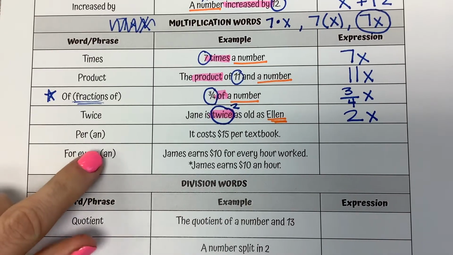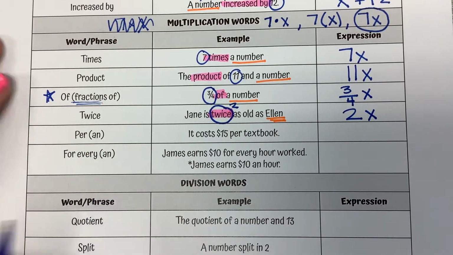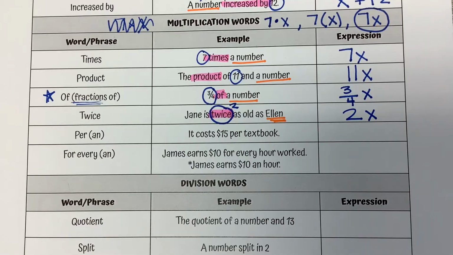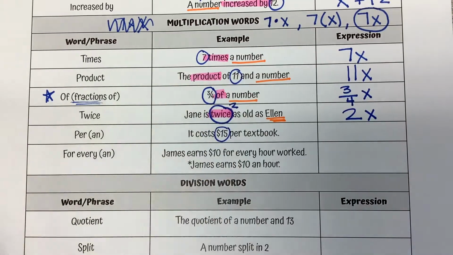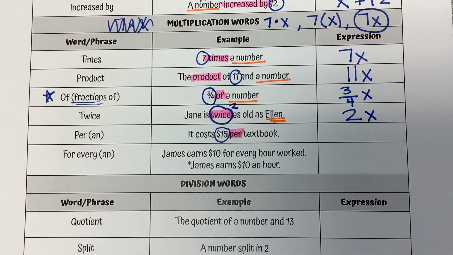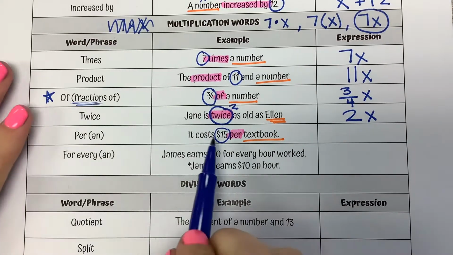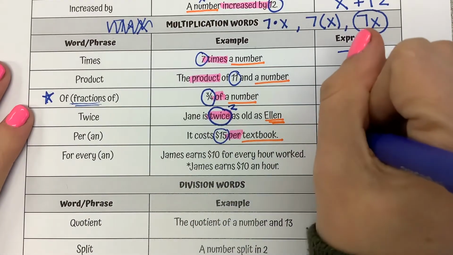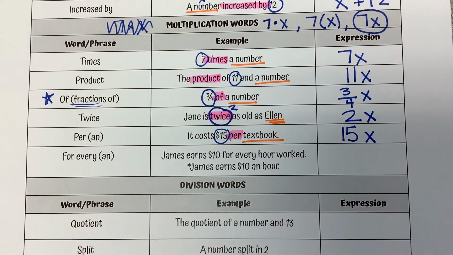Per or and, you'll see either of those. Per means multiplication. That is one we see a lot as well. So it costs $15 per textbook. I'm circling my number. I'm highlighting my keyword. I'm underlining the unknown. We don't know how many textbooks. So it's $15 times each textbook. It's 15x. 15 times however many textbooks I have.